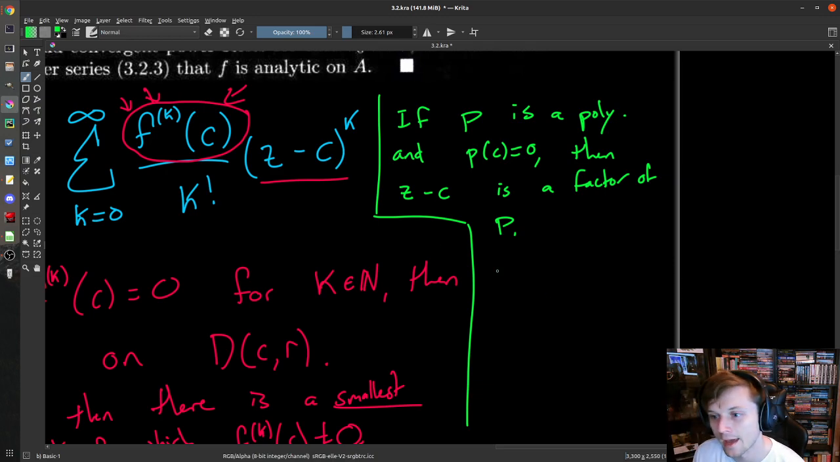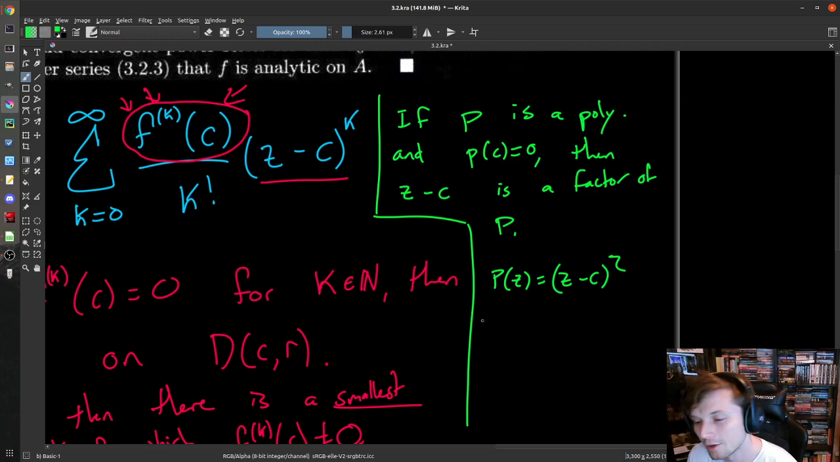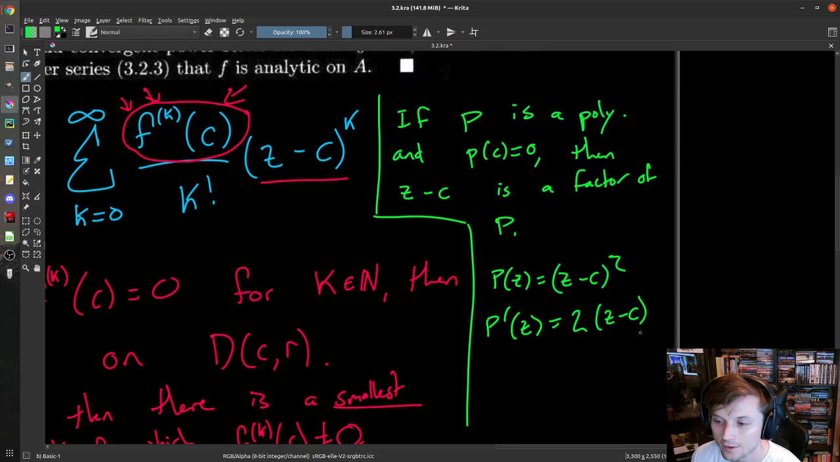Okay. Now, just as an example, say you had p of z equals z minus c squared, for example. Obviously, this has z minus c as a factor. Notice if you take a derivative here, p prime of z, we'll get 2 times z minus c. Nothing fancy there at all. Easy enough. Now, this very obviously still has z minus c as a factor. So the first derivative does.